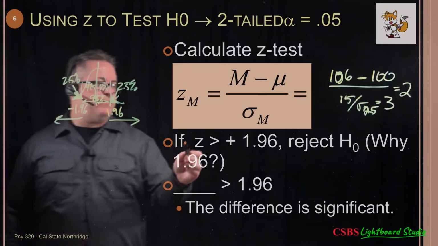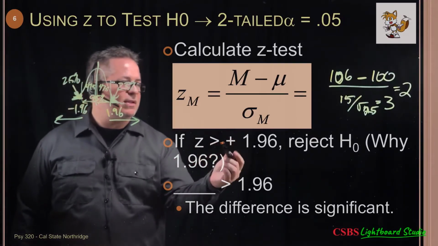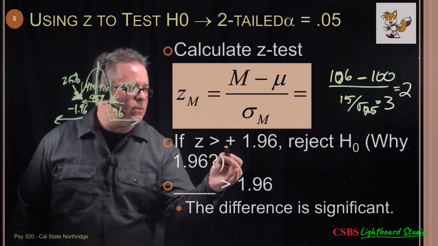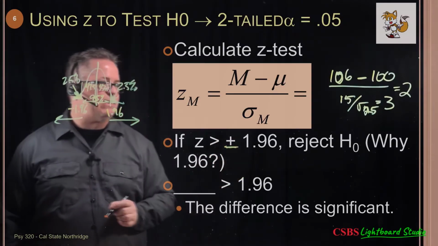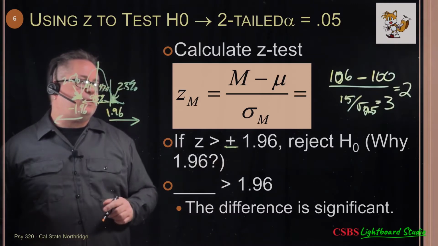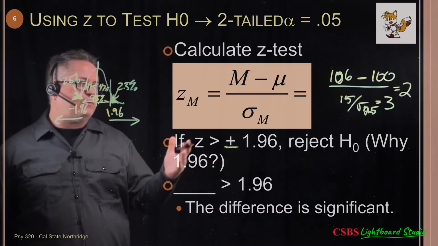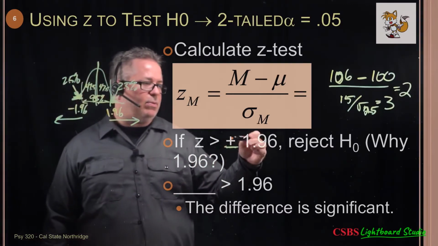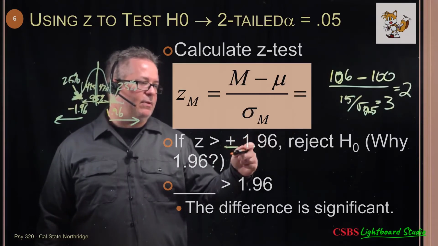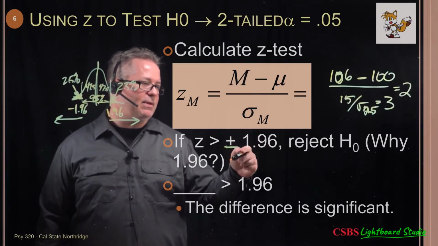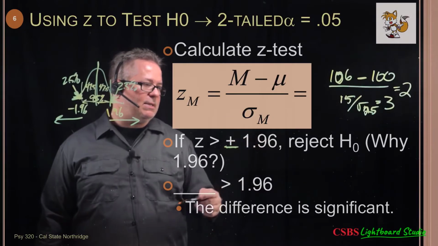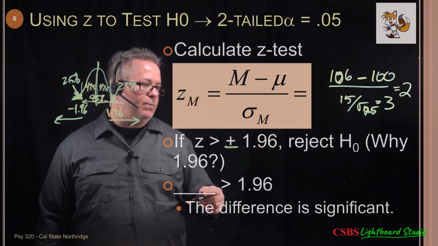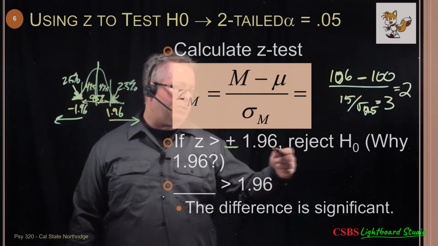Now this says if z is greater than, it says plus. I don't know why it's somehow lost, it should be plus or minus. Because it's a two-tailed test, we can think, well, if my z is bigger than plus or minus, right? If the absolute value is bigger than this, plus or minus 1.96, we can reject the null hypothesis. So I already explained the why.